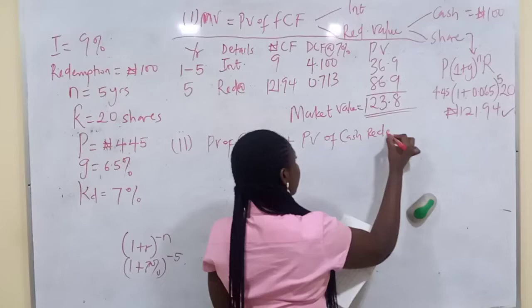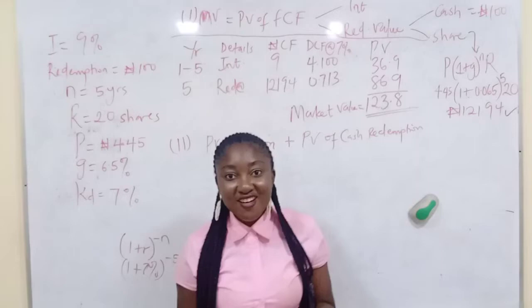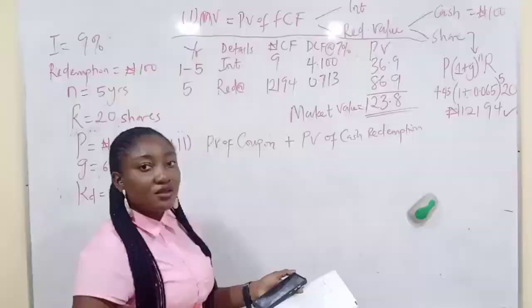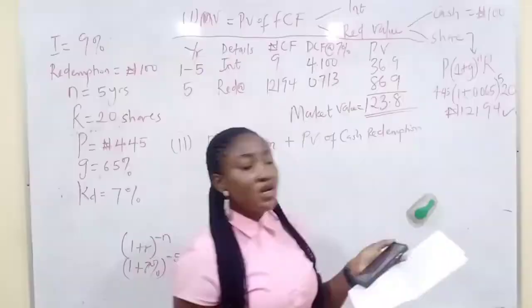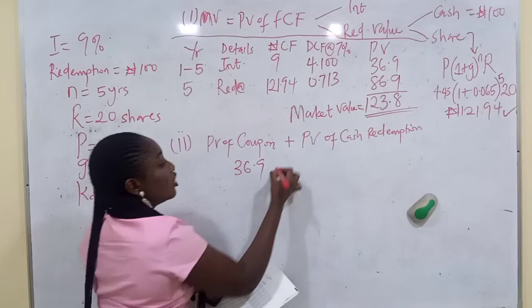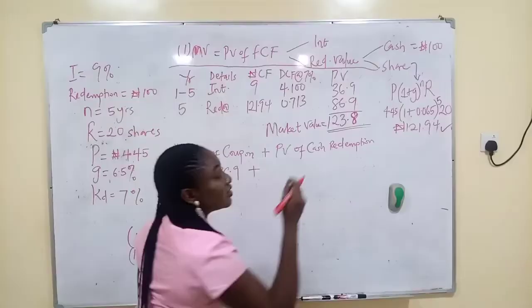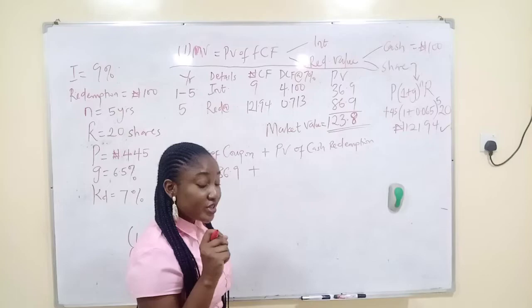Find your way to understand it. Floor, the minimum, like floor value. If there was no conversion option, what would they get? That's it. If there was no conversion option, you would receive the normal interest. What's the present value? 36.9 plus you receive cash redemption of 100. The present value of it, because you receive 100 naira in 5 years time.